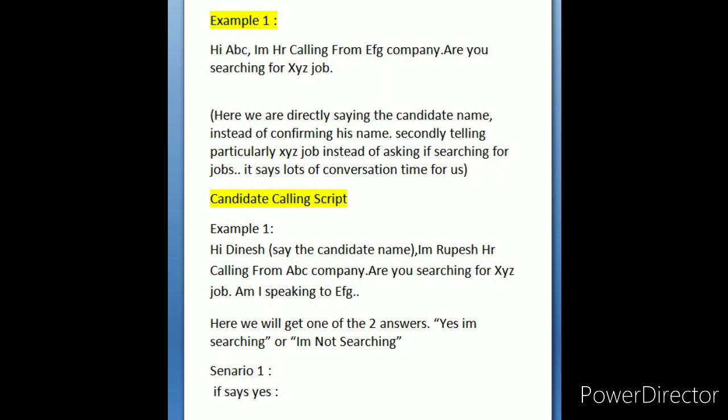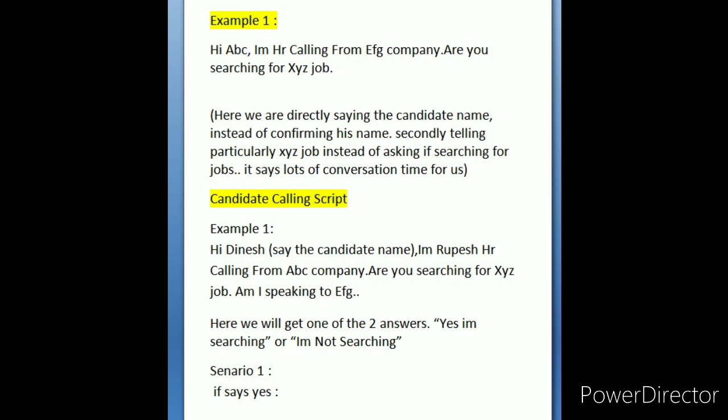Now when you ask this question, "Am I talking to Dinesh?", a lot of questions might arise in the candidate's mind. Maybe you're a telecaller calling to sell some real estate or some SIM card or some product. So instead of that, make it very simple. Directly you say, "Hi Dinesh, I'm HR calling from so and so company."